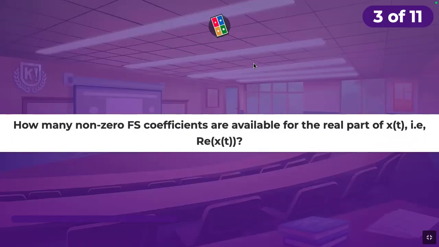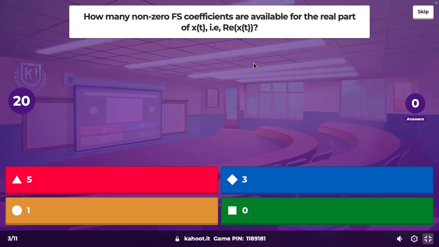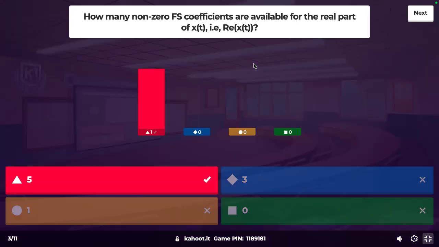Yeah, how many non-zero FS coefficients are available for the real part of x(t)? Actually, this one is a tricky one. Yeah, because what kind of signal is this? Real signal, am I right? Which means it only has a real part. It doesn't have an imaginary part. So all the FS coefficients are just for the real part. Does that make sense to you?